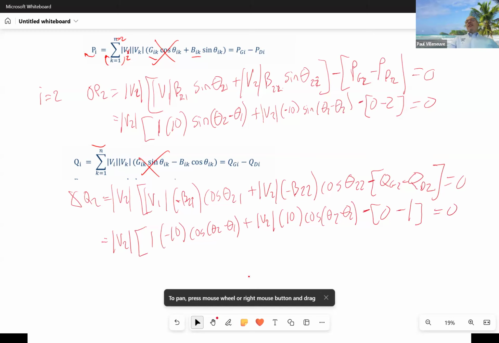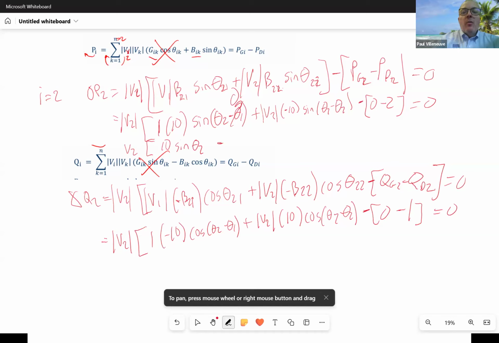Are you happy that these are simplified down enough? I'm not. Didn't we say that V1 was 1 at an angle of 0? So doesn't theta 1 go to 0? Right? Theta 2 minus theta 1, and theta 1 is equal to 0, is just theta 2. So this first expression here becomes 10 sine of theta 2, right?